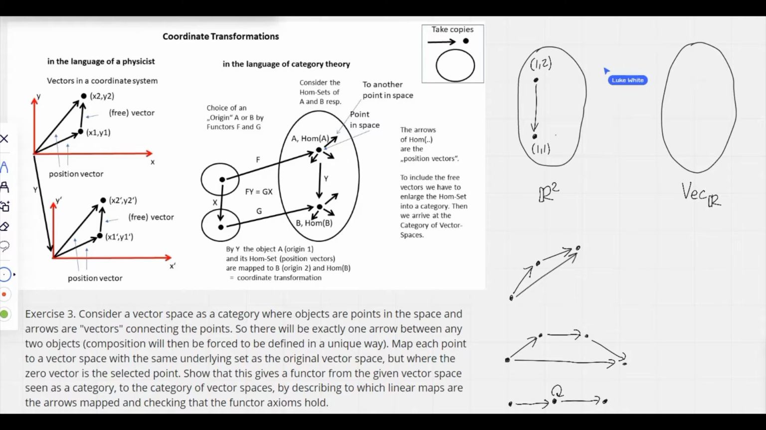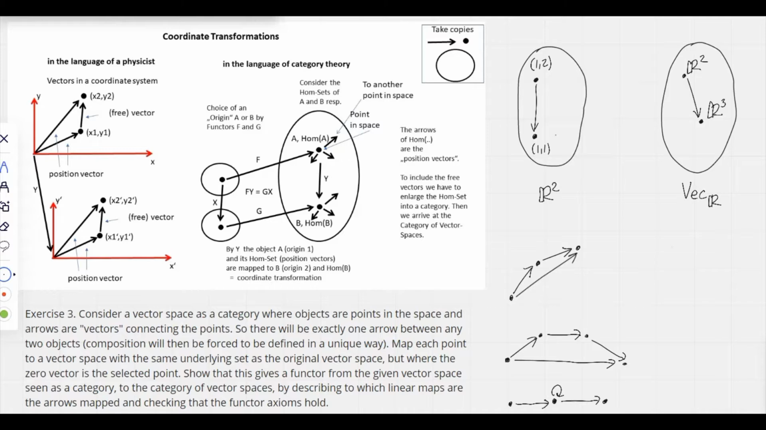So the objects in the second category are individual vector spaces. For example, one of the objects could be the vector space R squared, and another object could be the vector space R cubed. Okay. A morphism from one vector space to another, an arrow from one vector space to another, would be a vector space homomorphism, which is also called a linear map or a linear transformation.